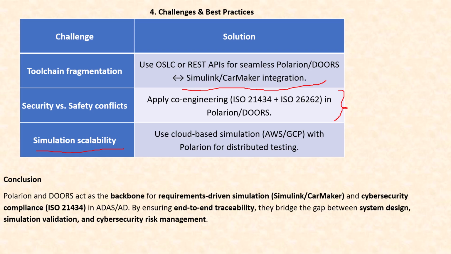Polarian and DOORS act as the backbone for requirements and simulation, because identifying the requirements is the first step in the V model. So that is the reason this is both the foundation and the backbone, where you capture the cyber security requirements and the FUSA requirements. By ensuring end-to-end traceability, they bridge the gap between system design, simulation validation, and cyber security risk management.